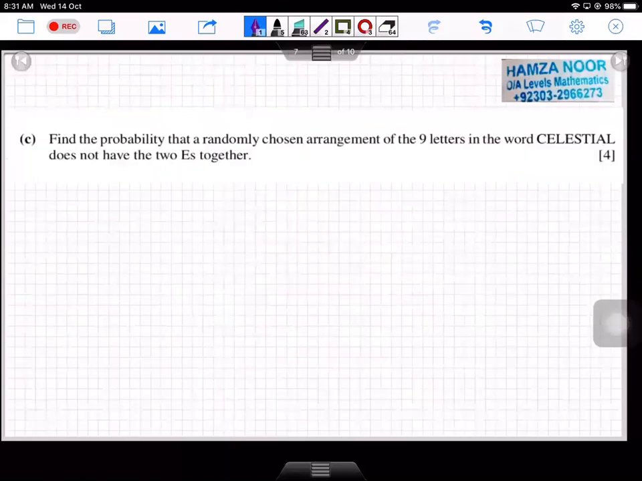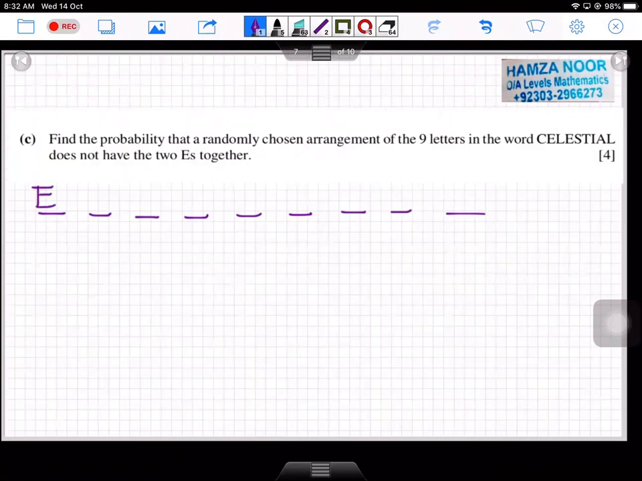Part C is saying to find the probability that a randomly chosen arrangement of the 9 letters in the word celestial does not have the two E's together. Okay, so you don't want two E's next to each other, right? What if these two E's are next to each other? You have 9 spaces altogether. Alright, two E's are next to each other, so you'll consider them as one single block.